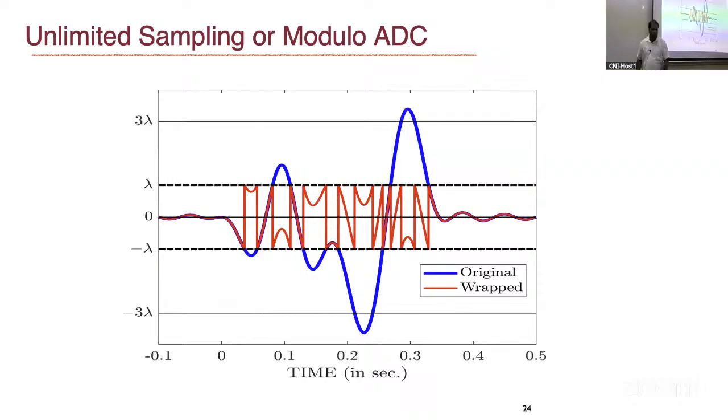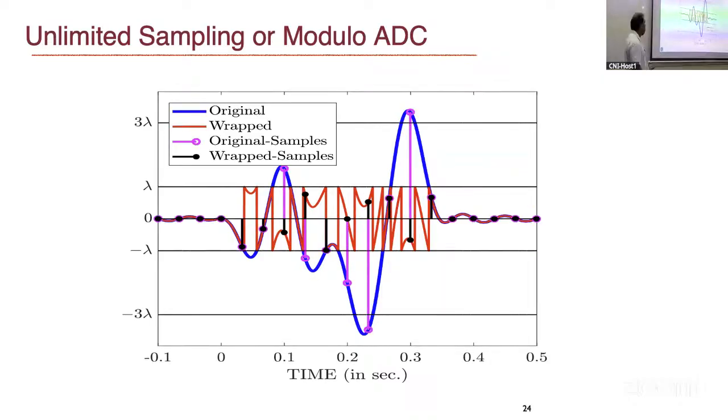Okay. Now, once we have this modulo operation, what we do is sampling. So earlier we had the original signal and the original samples, which are shown in magenta. Right now, I'm not talking about quantization at all. Okay, we are just talking about sampling. Now, instead of these magenta samples, we have all the samples shown in black, because I don't have the original signal, I have the folded version. And now I'm sampling the folded version. Is that fine?